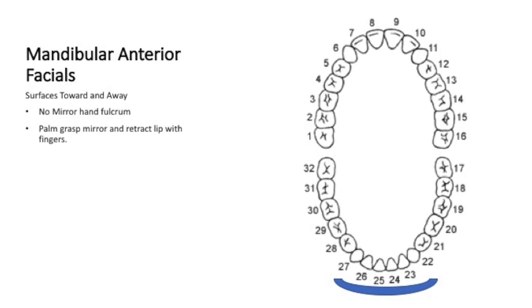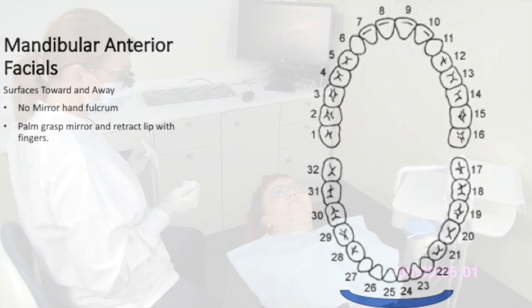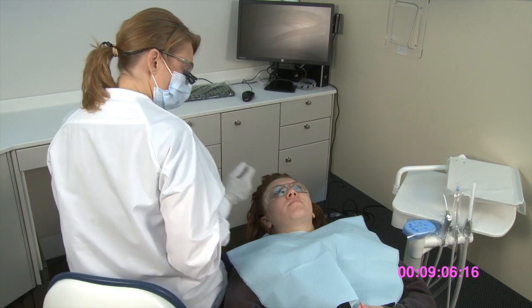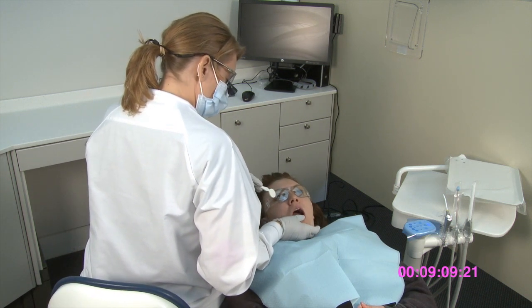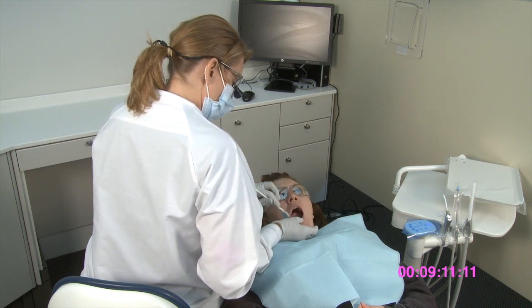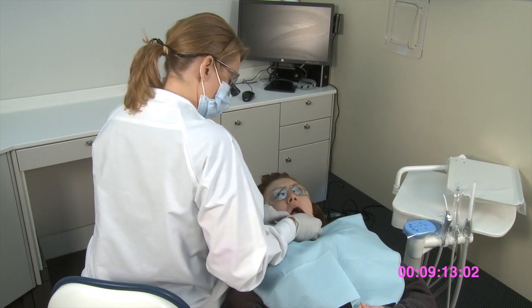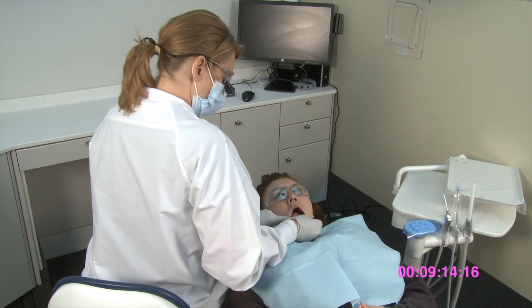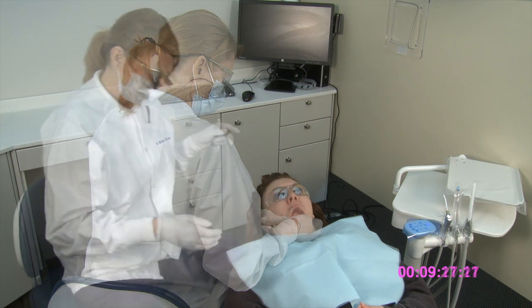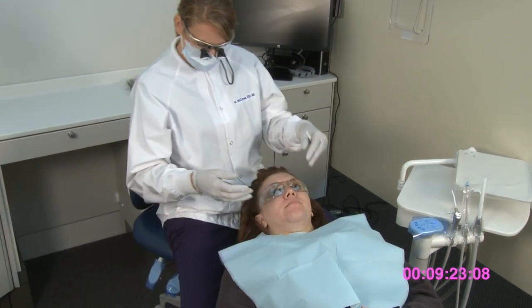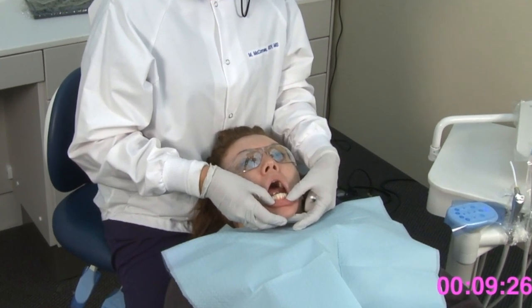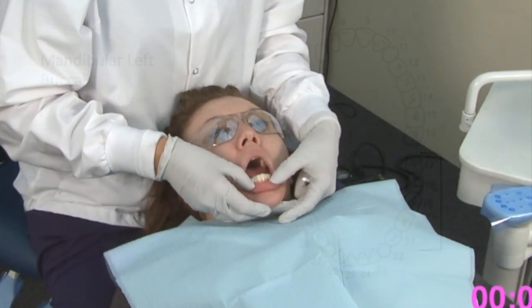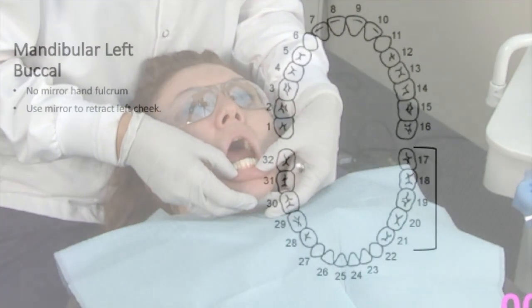Mandibular anterior facial surfaces towards. No mirror fulcrum. Palm grasp the mirror while retracting the lips with the fingers. The patient's head is in neutral with the chin lowered to the chest, and the clinician will sit at the 8 o'clock or side position. Mandibular anterior surfaces away. You will palm grasp the mirror, retract the lips with the fingers. The patient's head is neutral but chin down, and the clinician will sit between 11:30 and 12.